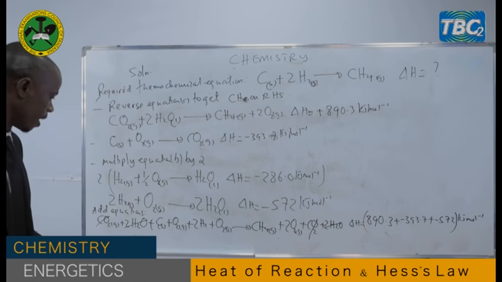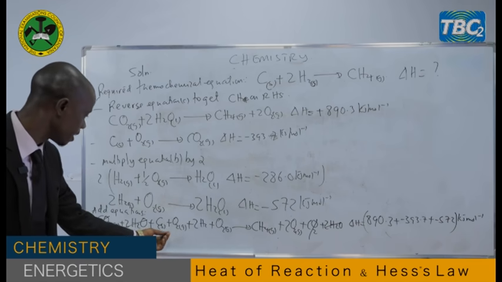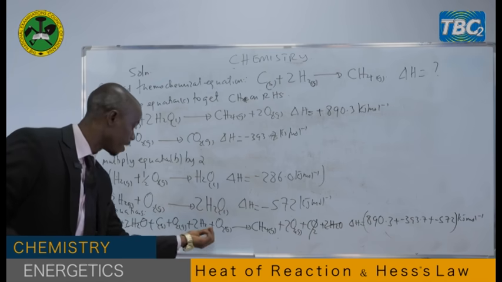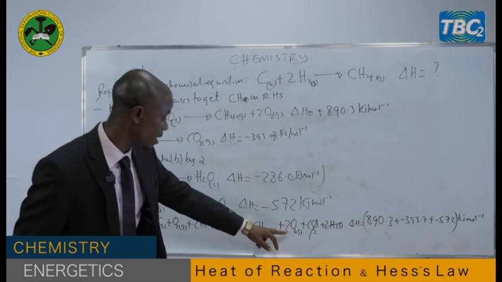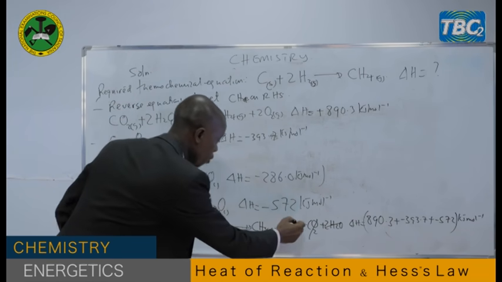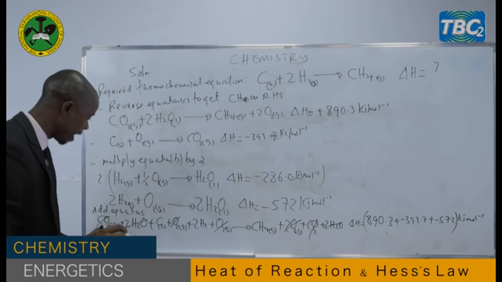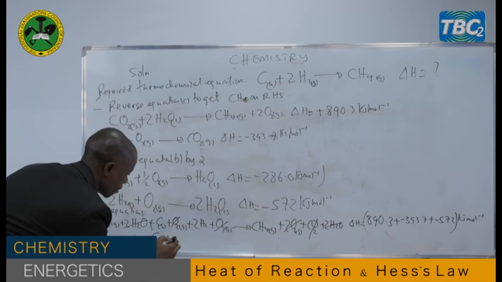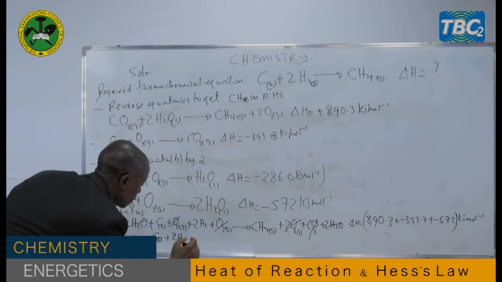Another one is oxygen gas. On the reactant side, we have 2 moles: 1 mole of oxygen gas and another mole of oxygen gas, making 2 moles. And on the product side as well, we have 2 moles of oxygen gas. So these will cancel out. So at the end, we are going to remain with carbon solid plus 2 hydrogen gas.